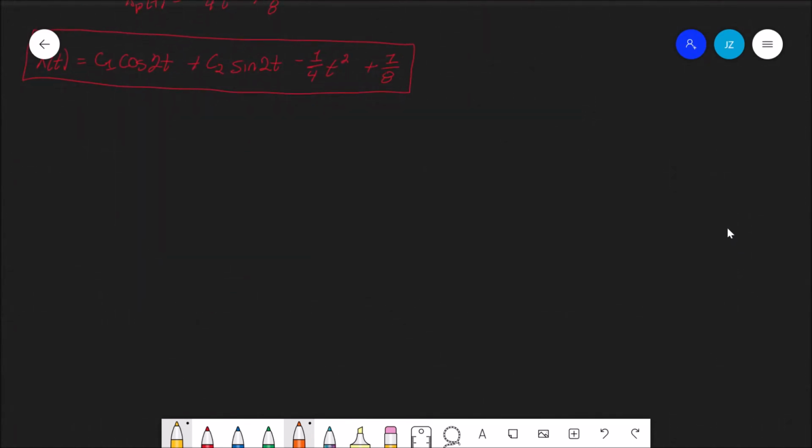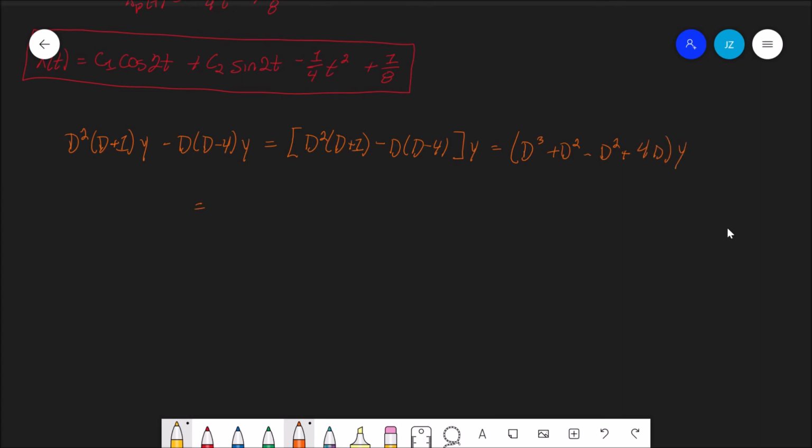Doing so will give us d squared times d plus 1 y minus d times d minus 4 y. So we get d squared times d plus 1 minus d times d minus 4, all operated on y. And this will simplify to d cubed plus d squared minus d squared plus 4d y, which is simply d cubed plus 4d operated on y. This has to equal t squared plus 2t.